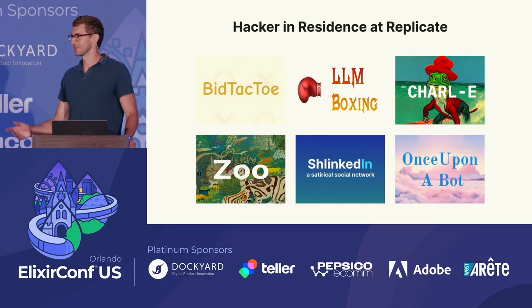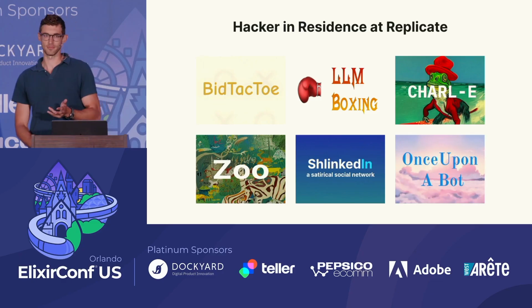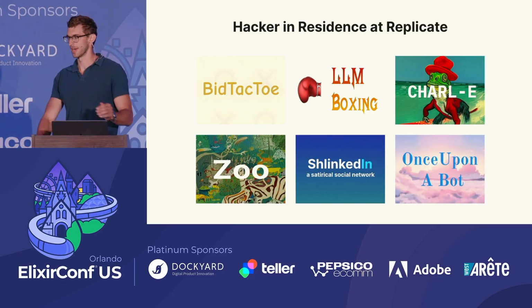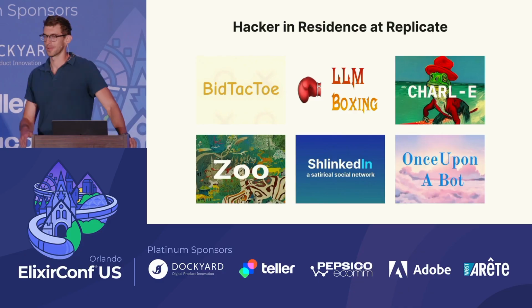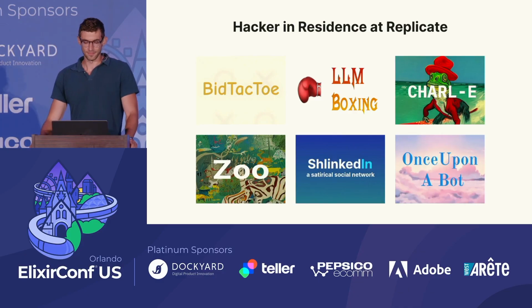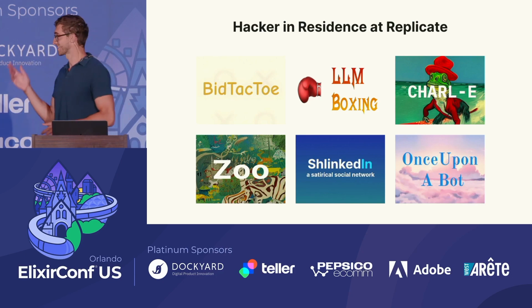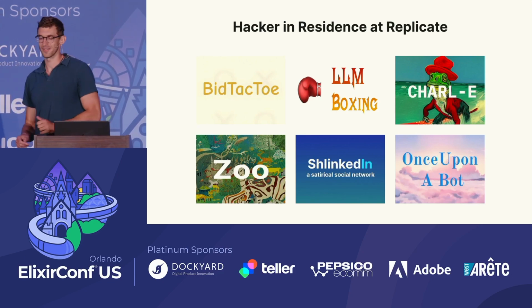My name is Charlie Holtz, and I'm a hacker in residence at Replicate. Replicate is a startup that makes it really easy to run machine learning models using an API, and it runs in the cloud. I'll get more into what Replicate does later. But I'm a hacker in residence there, which basically means I build stuff with AI and then talk about it. And that actually is my official title, hacker in residence.